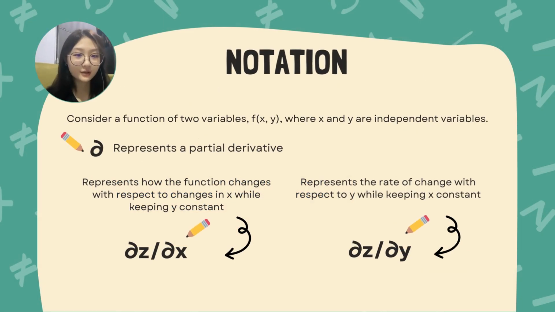Okay, so now moving on to the notation itself. Consider a function of two variables, f(x,y), where x and y are independent variables, and the delta represents a partial derivative. Here you can see ∂z over ∂x, and this represents how the function changes with respect to changes in x while keeping y constant. And the same is for ∂z over ∂y, which represents the rate of change with respect to y while keeping x constant.